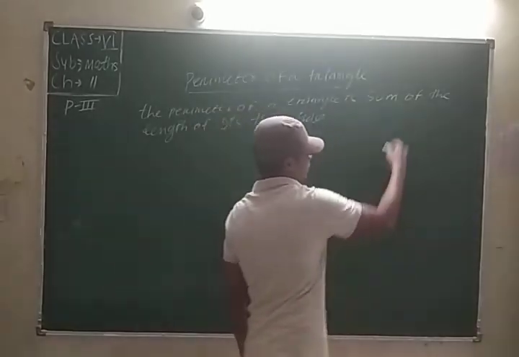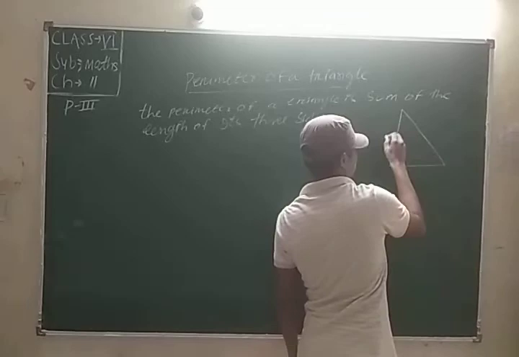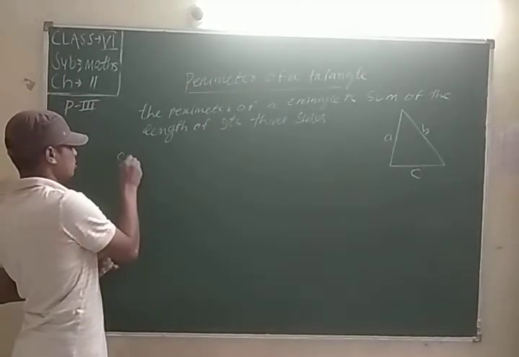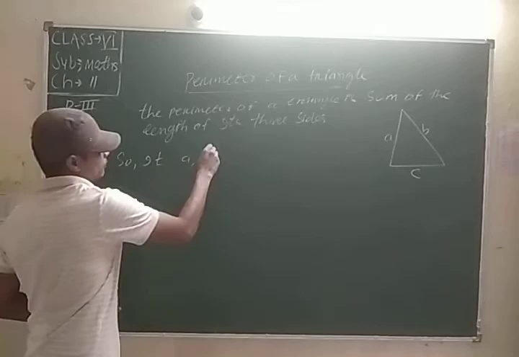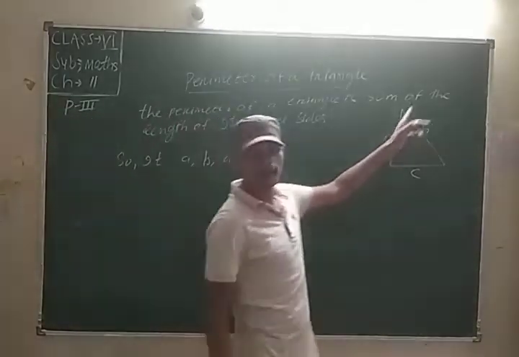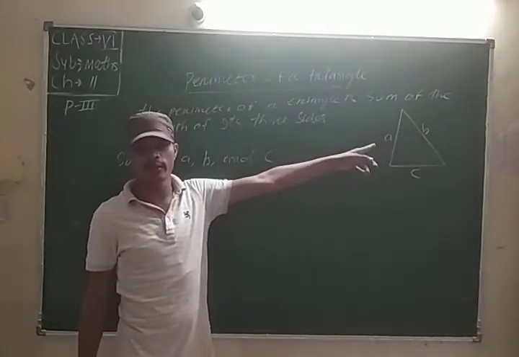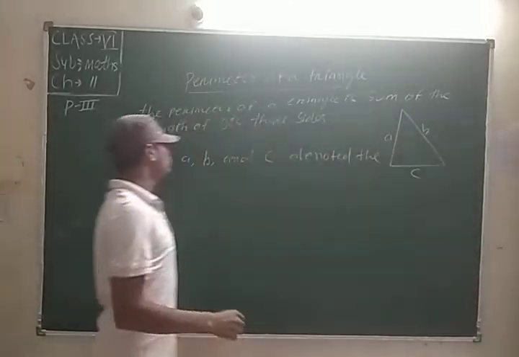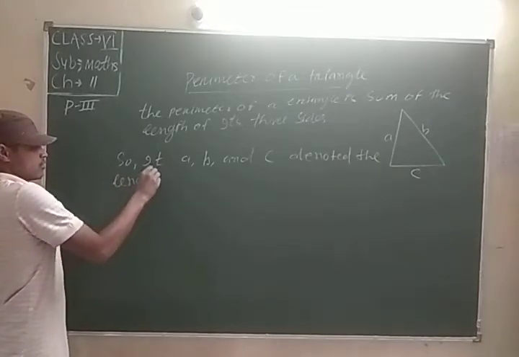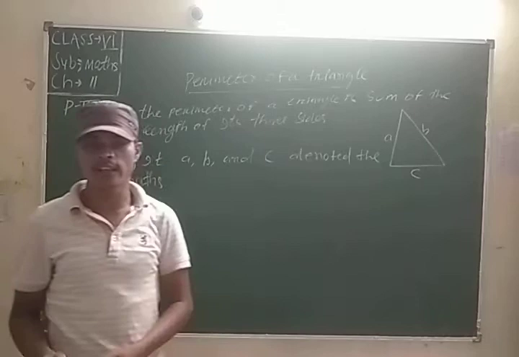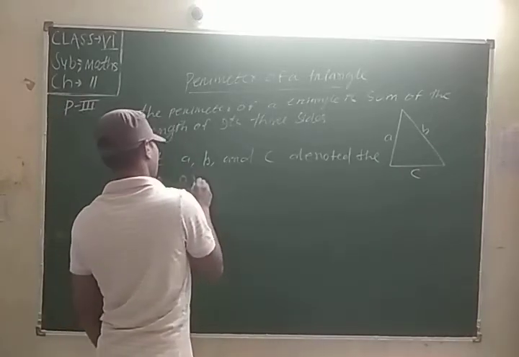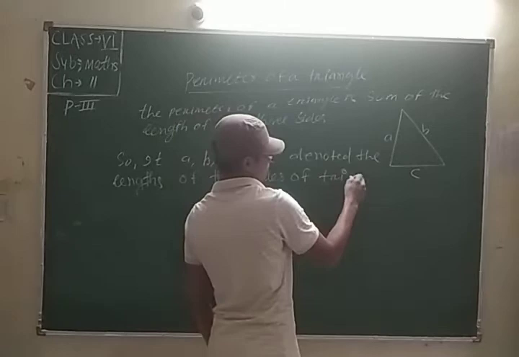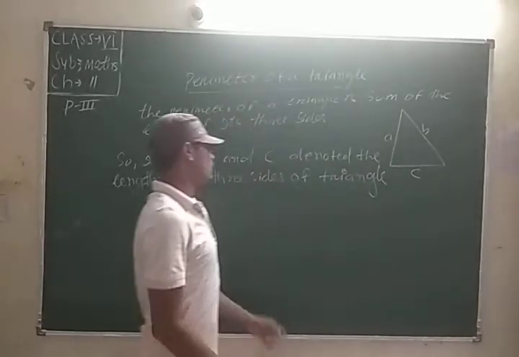Okay, here is a triangle. That means A side, B side, and C side. We denote them A, B, C. Here A, B, and C denote the lengths of the three sides of the triangle.